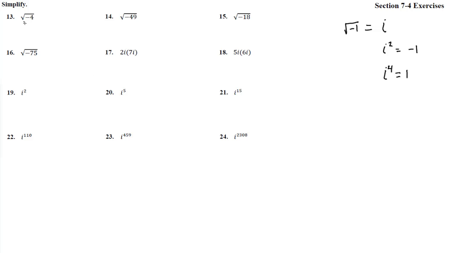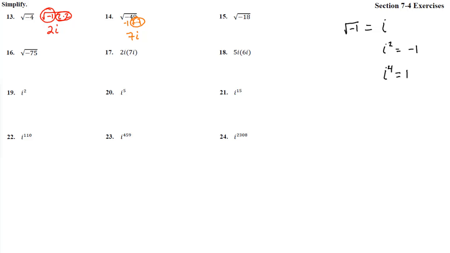Okay, number 13, square root of -4, that is the square root of -1 times 2 times 2. So that's 2, and that is i. 2i. It's an imaginary number. The next one, square root of -49. That's 7 times 7, and that's a -1. So this is 7i. It's just the square root of 49 is 7, and the square root of -1 is i.